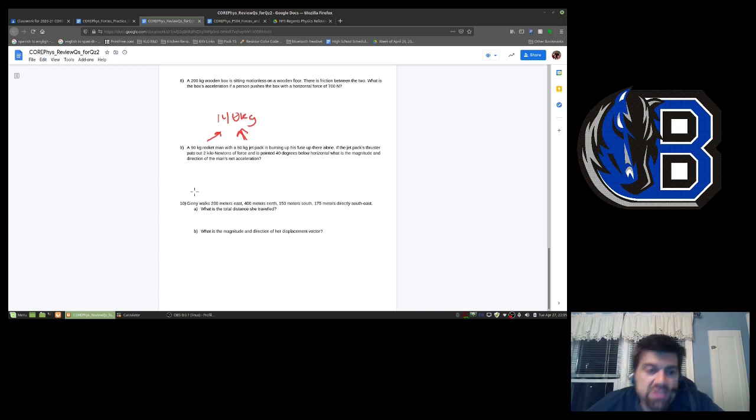The jetpack's thruster puts out 2 kilonewtons of force and is pointed 40 degrees below the horizontal. What is the magnitude and direction of the man's net acceleration?